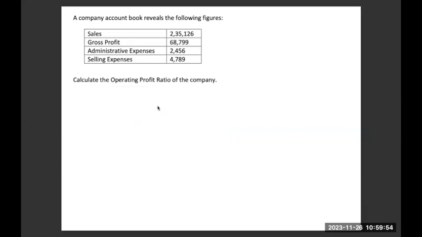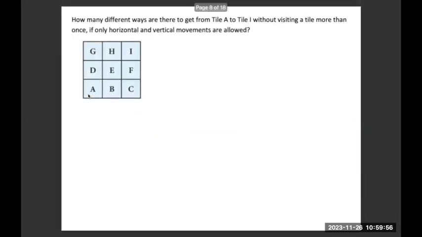All right, we'll move to the next one. We'll take this as the last one. How many different ways are there to get from tile A to tile I without visiting a tile more than once, if only horizontal and vertical movements are allowed? Only horizontal and vertical movements are allowed.